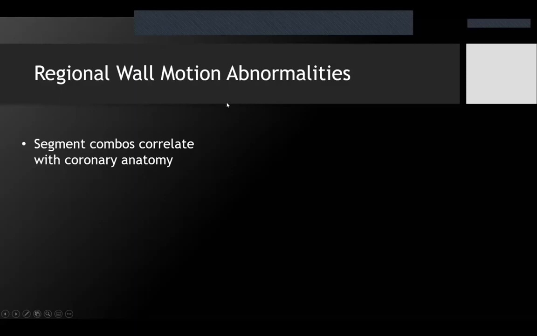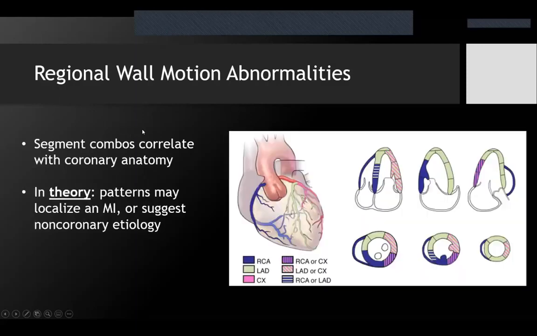And then the last thing to say is that these segment combinations can, of course, correlate with coronary anatomy. And so this could be helpful in theory, because if you're seeing regional wall motion abnormalities that are in a coronary distribution, that might make you much more concerned about an MI. If they're in a non-coronary distribution, that might make you more confident that this is septic cardiomyopathy or stress cardiomyopathy. But I'll share that this is all in theory. I think in practice, this is a little bit beyond the scope of POCUS, and this is something that certainly should be done by cardiology.